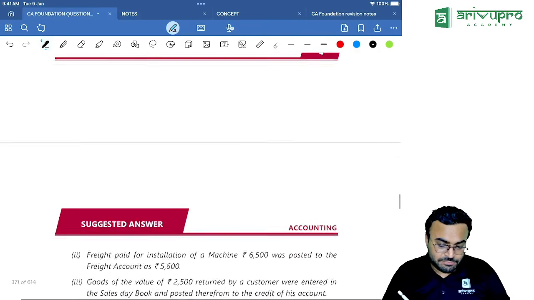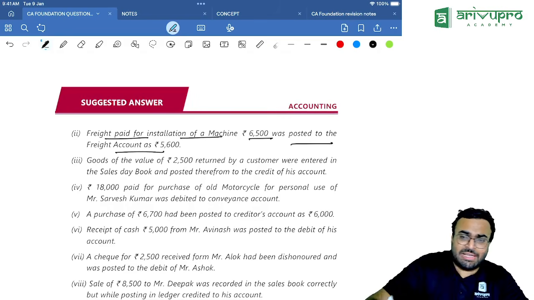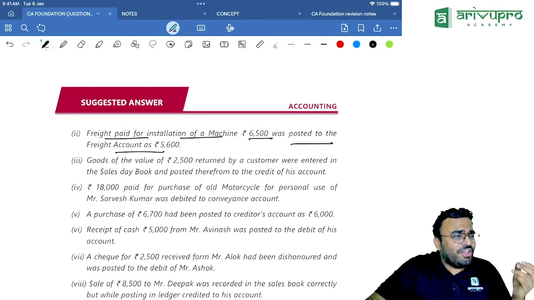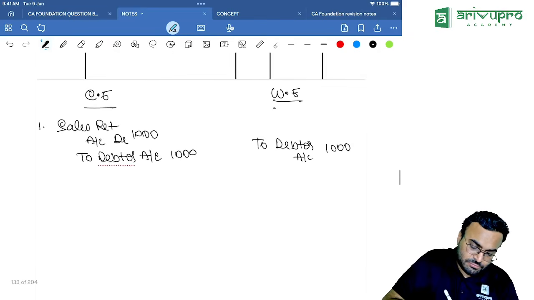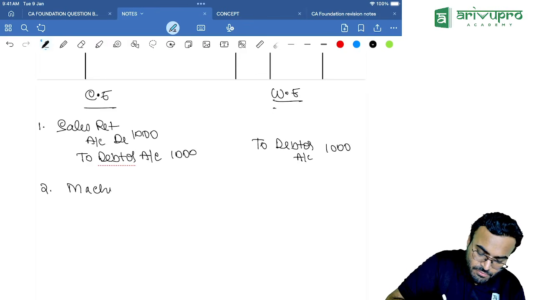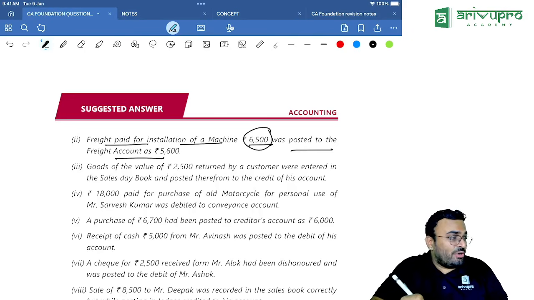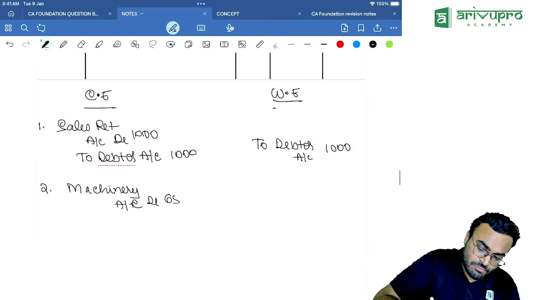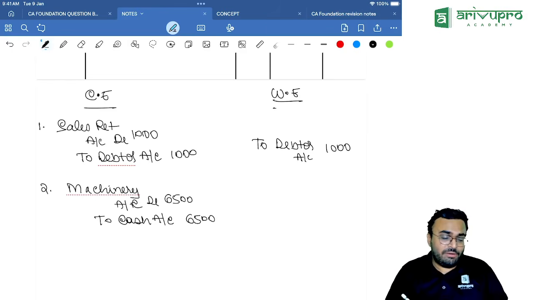Let's go to the second one. Freight paid for installation of machinery, 6500, was posted to the freight account as 5600. Did we have this error? Copy paste directly from the study material. Now tell me, what is the correct entry here? Machinery account debited. How much? 6500, to cash, 6500.